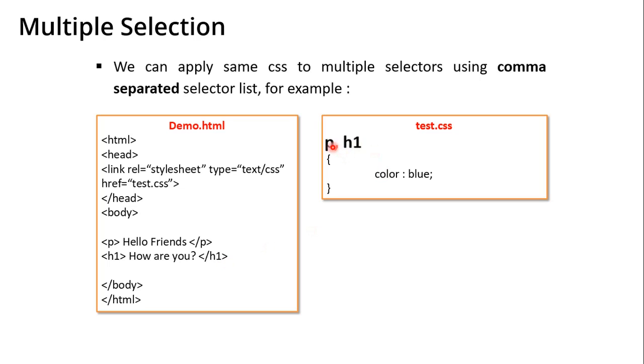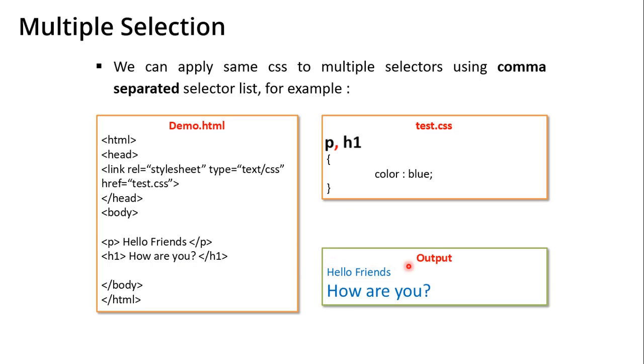Okay, so I am using p comma h1. So color is blue, so this color blue will affect both p and h1. So hello friends will be displayed in blue color and how are you will be displayed in blue color. So see here, hello friends, how are you. Okay, so this is a multiple selection. In multiple selection we can use the same properties with their values.